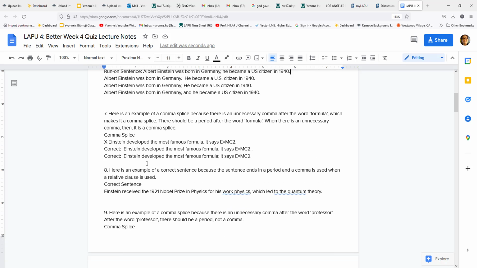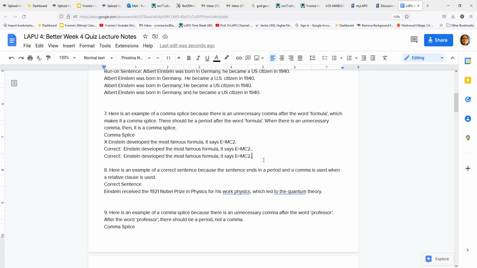Here is another example in which it says, this is incorrect. Einstein developed the most famous formula, comma, it says E = mc squared. So you have another unnecessary comma. Correct would be Einstein developed the most famous formula, so you could either put a period, a semicolon, or you can have a coordinating conjunction with a comma, okay?